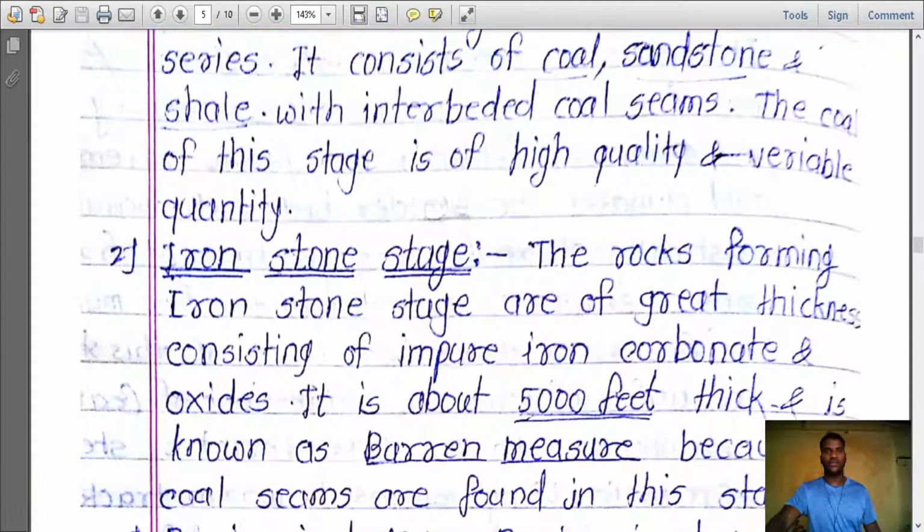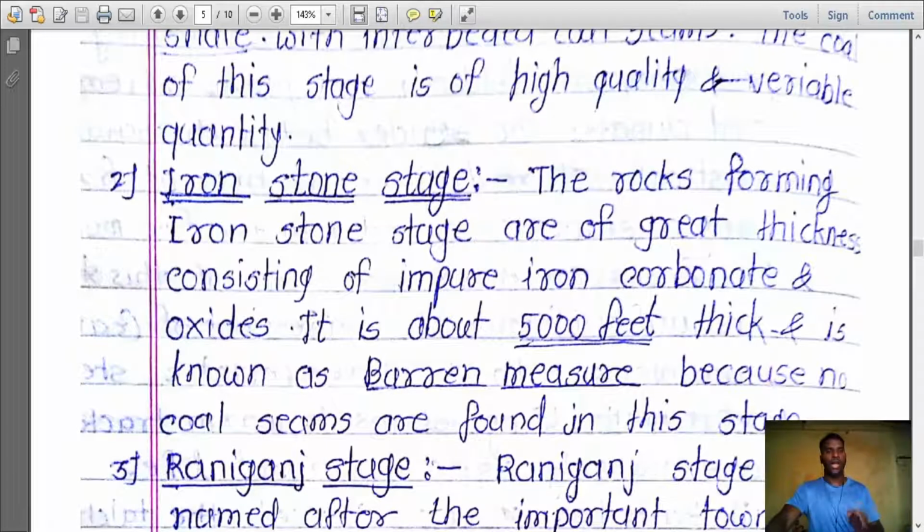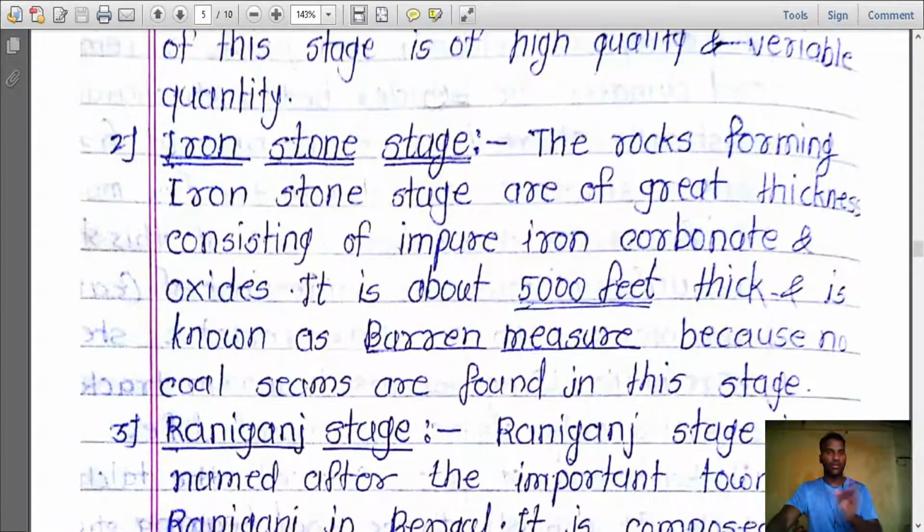Ironstone stage. The rocks forming ironstone stage are of great thickness, consisting of impure iron carbonate and oxides. It is about 5000 feet thick and is known as barren measure because no coal seams are found in this stage. Because of that, it is called as barren measure. Ironstone stage called as barren measure.